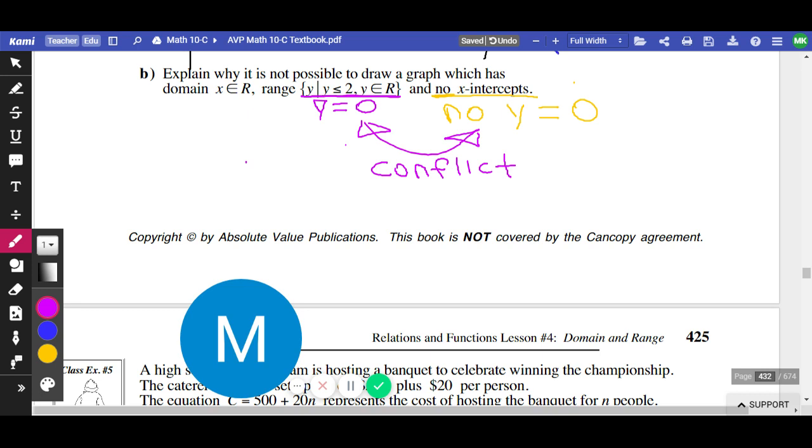However, with math, when you have 2 conflicting statements like this, not both things are possible, then the whole thing's not possible. Right? You can't possibly follow both these rules. It's not any graph I've ever seen.